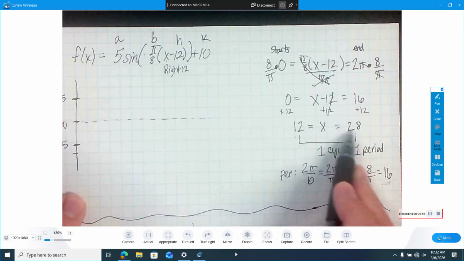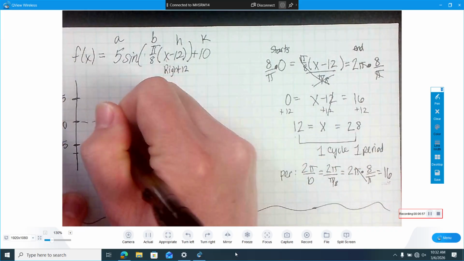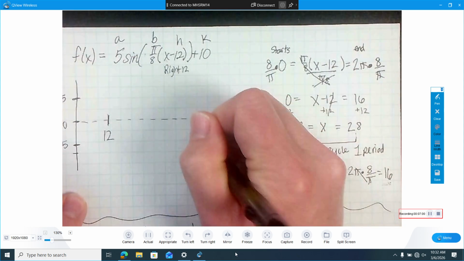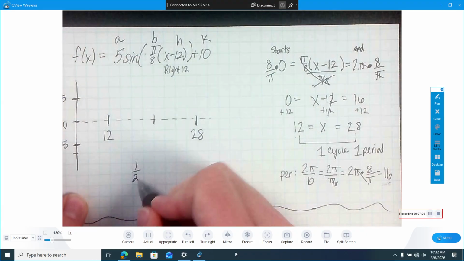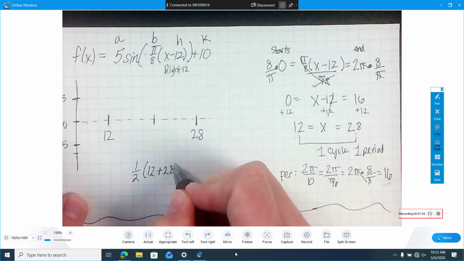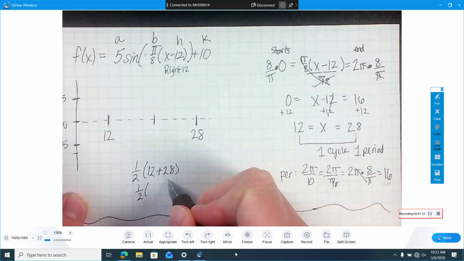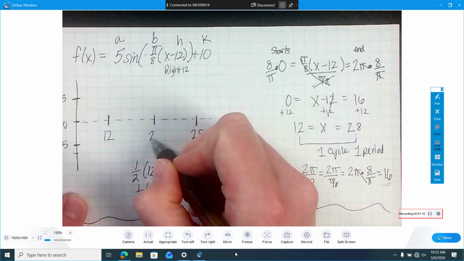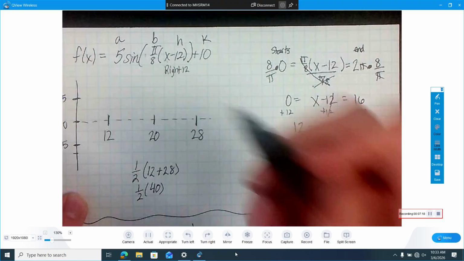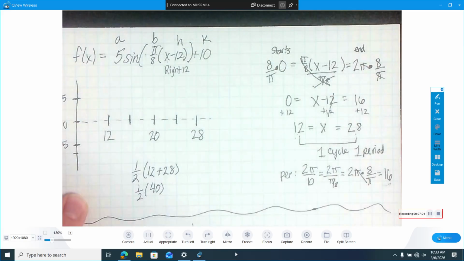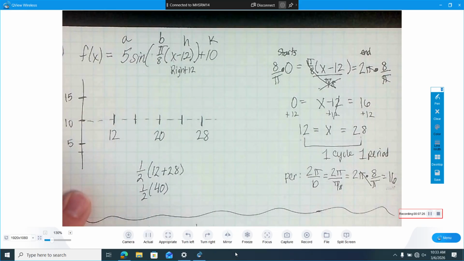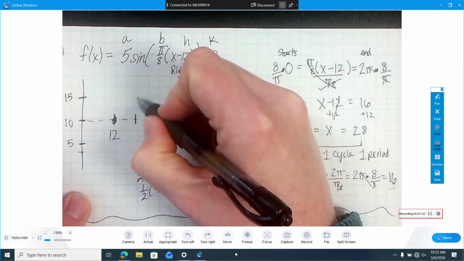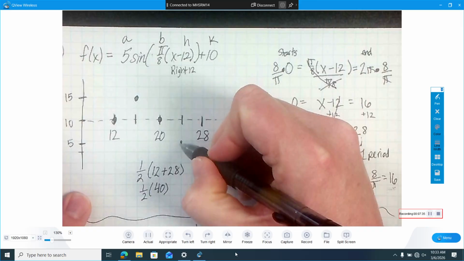So on our graph, this is our x-axis. It's going to start at 12. It's going to end at 28. And I said yesterday, all I need you to do is find the middle, which is halfway between 12 and 28. Yeah, 12 plus 28 is 40, and half of 40 is 20. So there's our middle. And then I can take the midpoints of each of those, and now I have my 5 x values that I can graph my sine curve. What's the sine song? Middle, high, middle, low, middle. So we go middle, high, middle, low, middle.